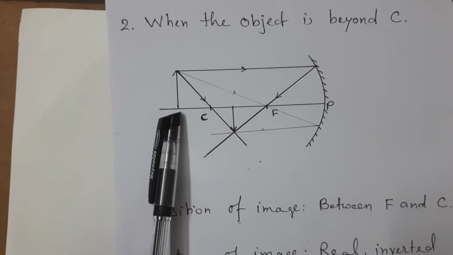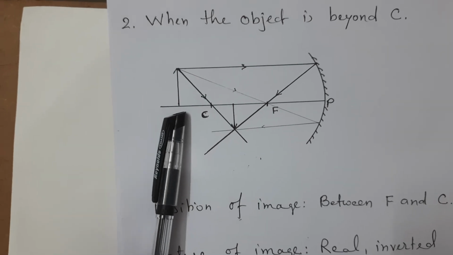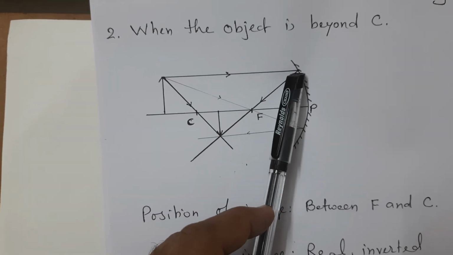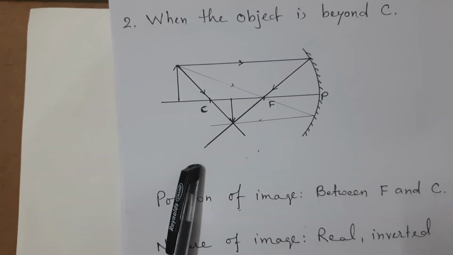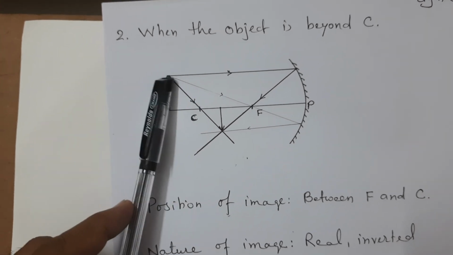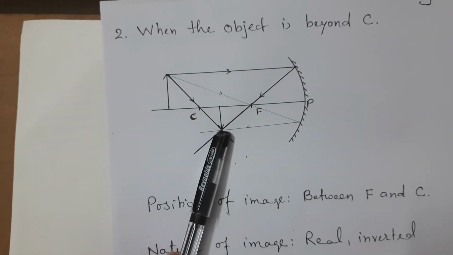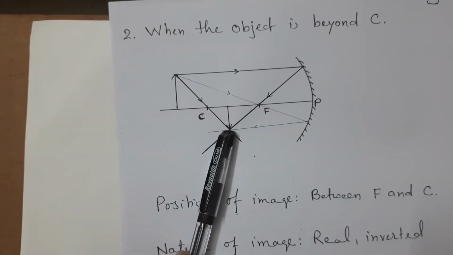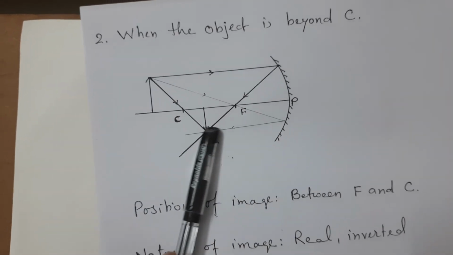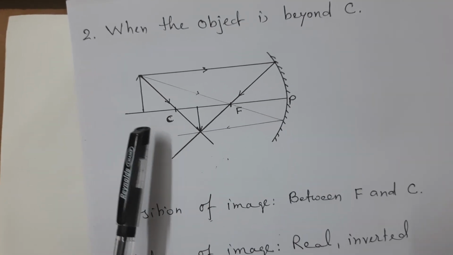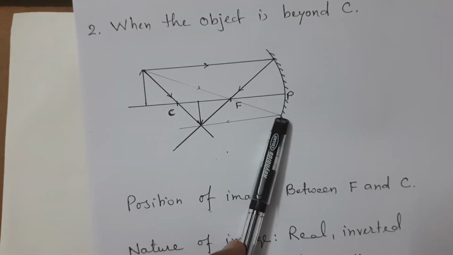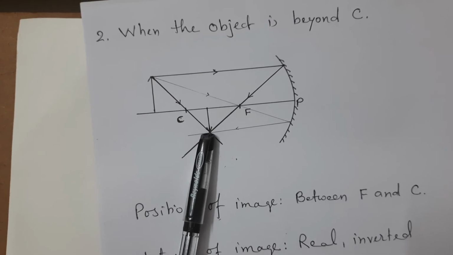So here I have placed this particular object beyond C. The first ray is going parallel to the principal axis and then it passes through F after undergoing reflection. The second ray comes out from the object and passes through C and meets over here between C and F. Or if you allow that second ray to pass through F and then go parallel to the principal axis, then also it will coincide at the same point. So either you can have it this way or that way. Both are correct. So here the image is formed.